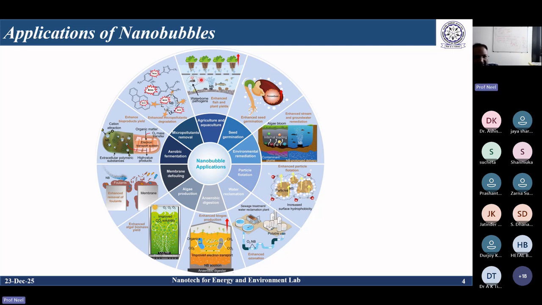Of course, membrane fouling and a lot of other applications have been identified as of now. Many of these applications are what my research group at IIT Ropar is working on. I will try to explore some of the applications in my presentation, so stay tuned with the properties.